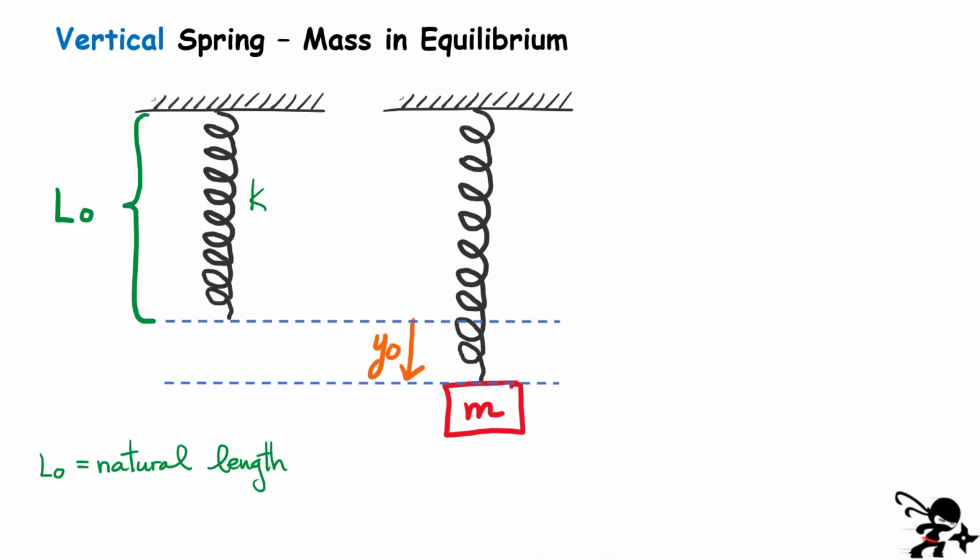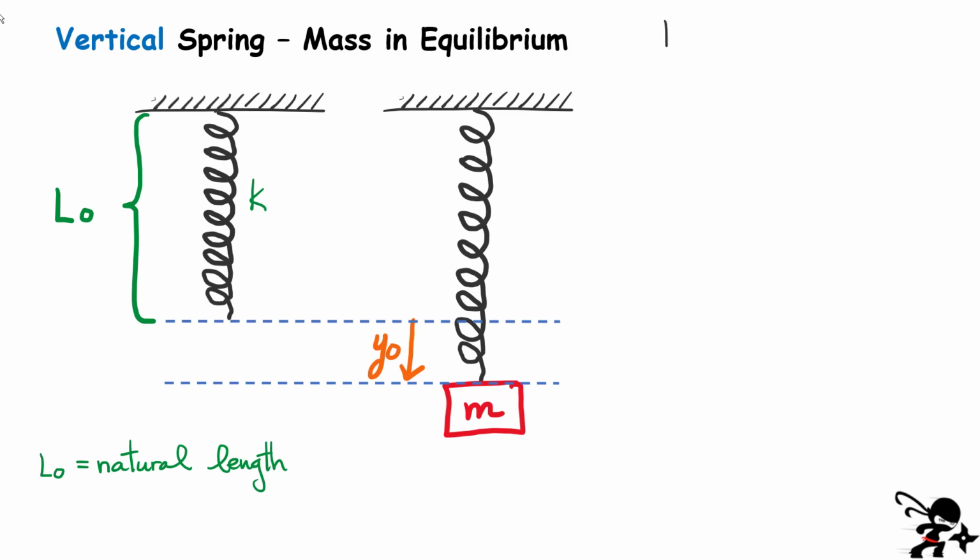All right, we've got our vertical spring, and the vertical spring has a length L0, which I call the natural length of the spring, and it's going to be characterized with some spring constant that I'm writing as K. That tells you how stiff the spring is. Now, when I attach a mass M to it, it's going to stretch a little bit. I've called the amount of stretching Y0.